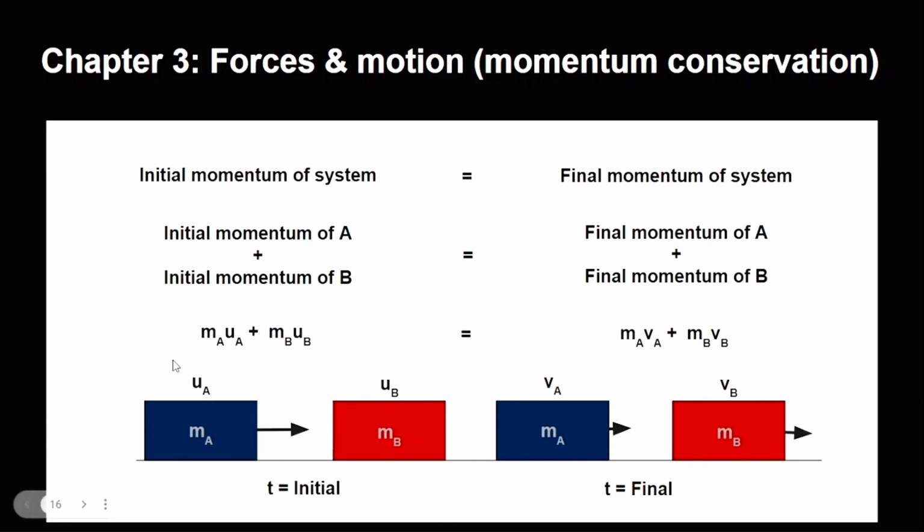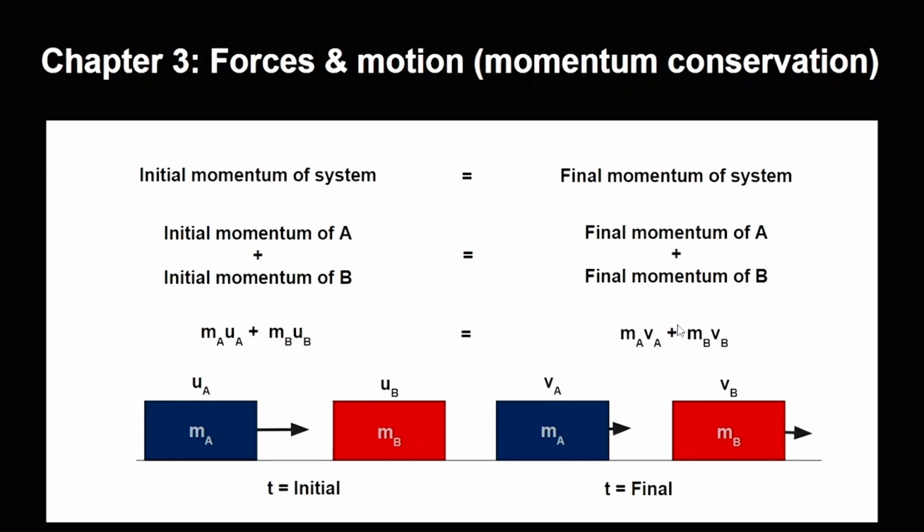So initially, you can see that you've got two objects here. One has a mass of ma and a speed of ua initially. The other has a mass of mb and a speed of ub. So the initial momentum of object A is ma multiplied by ua. The initial momentum of object B is mb multiplied by ub, and the sum of those two gives you the initial momentum of the system. Then you've got the final momentum of the system, which is going to be the final momentum of A, which is ma multiplied by va, and you add that to the final momentum of B, which is mb multiplied by vb, right? And the total of this has to be equal.